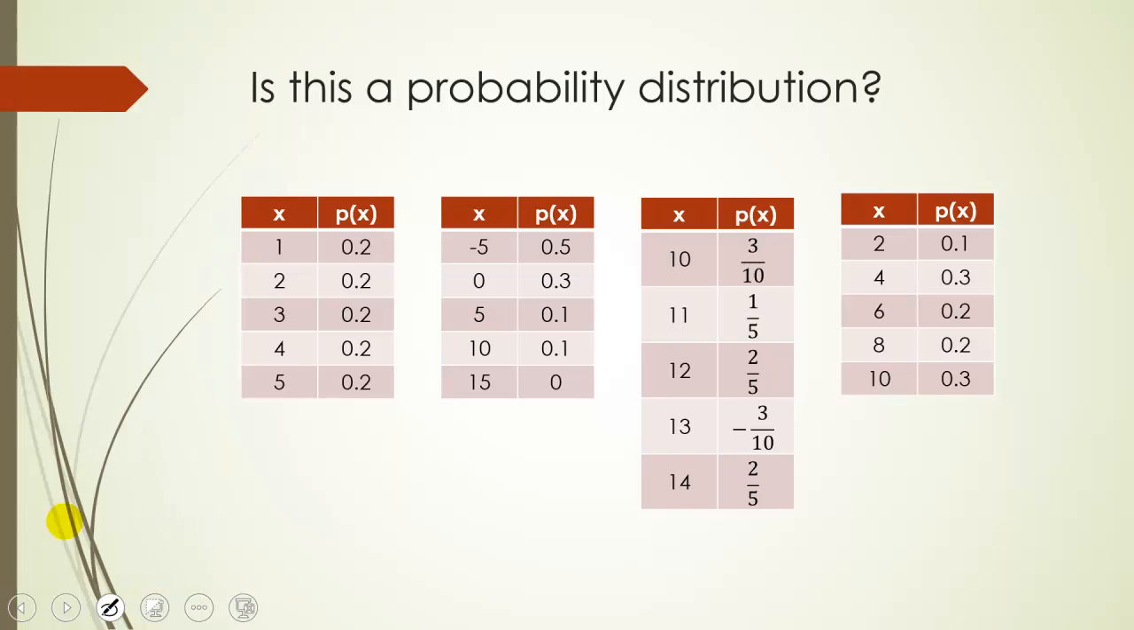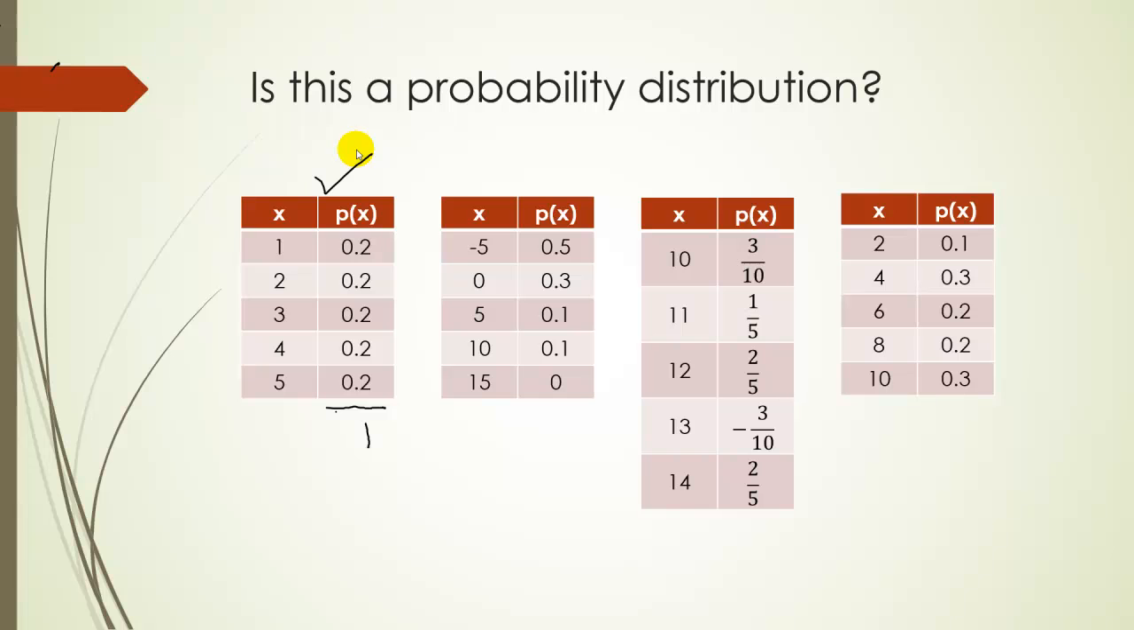Looking at this first one, you see that we have 0.2, 0.2, 0.2, 0.2, 0.2. All of those numbers are greater than 0 and less than 1, so they're all probabilities. And if we were to add up all these numbers, they would sum to 1. Since they sum to 1, this is a probability distribution.